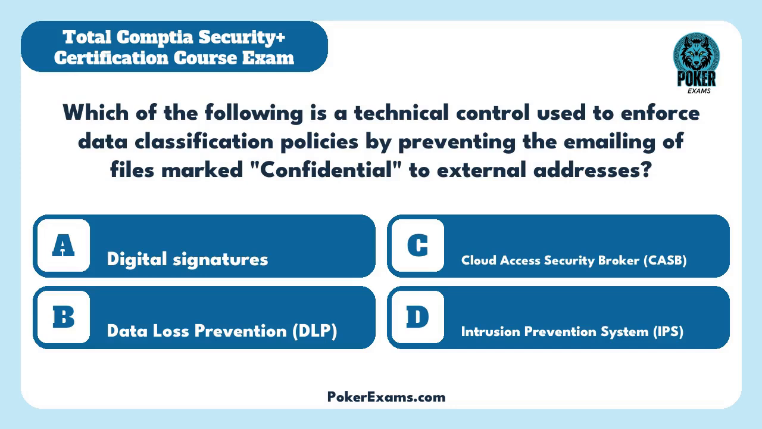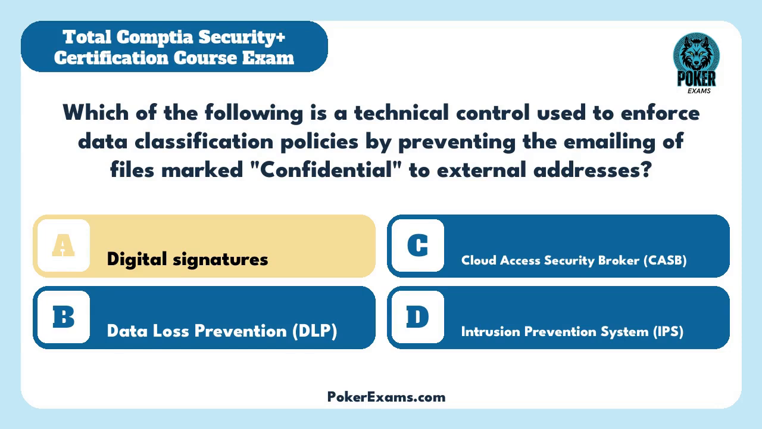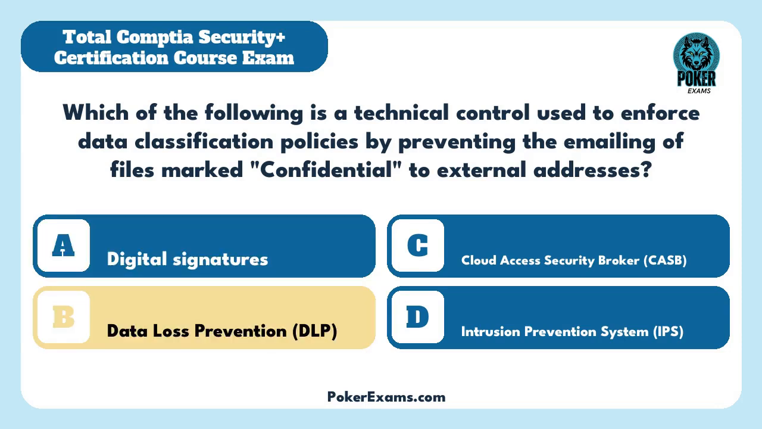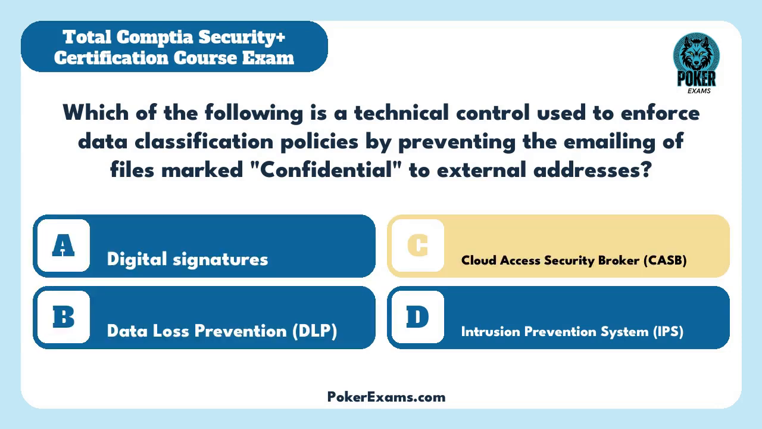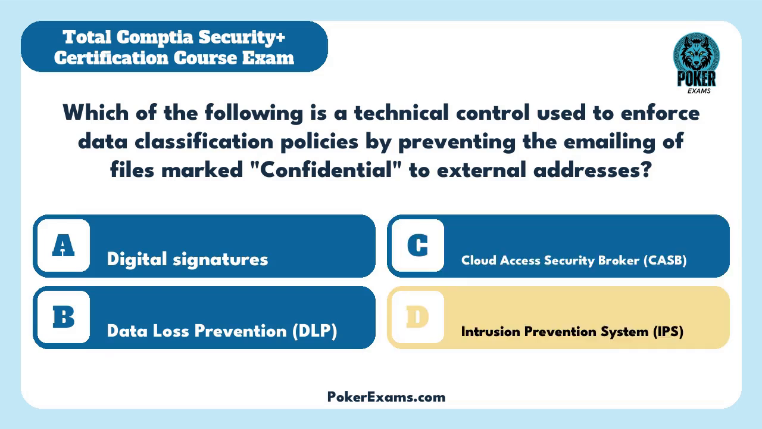Question 2. Which of the following is a technical control used to enforce data classification policies by preventing the emailing of files marked confidential to external addresses? A. Digital signatures? B. Data loss prevention, DLP? C. Cloud access security broker, CASB? D. Intrusion prevention system, IPS?